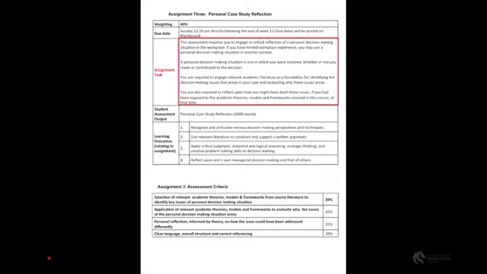Now look at the description of the assignment task. In this assignment, you are required to undertake a critical reflection of a personal decision-making situation in the workplace in no more than 2,000 words. If you have limited workplace experience, you may use a personal decision-making situation from another context. This does not mean you should use a personal decision. It means that if you don't have appropriate workplace experience to choose a workplace decision, then choose one from somewhere else in your life.